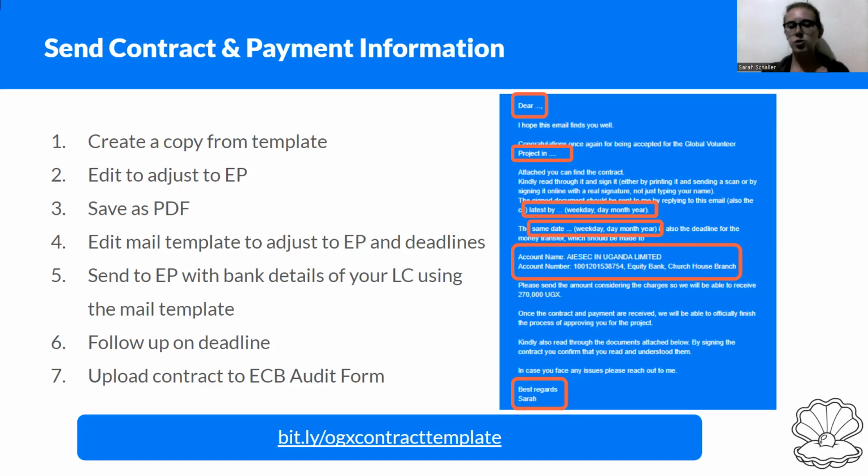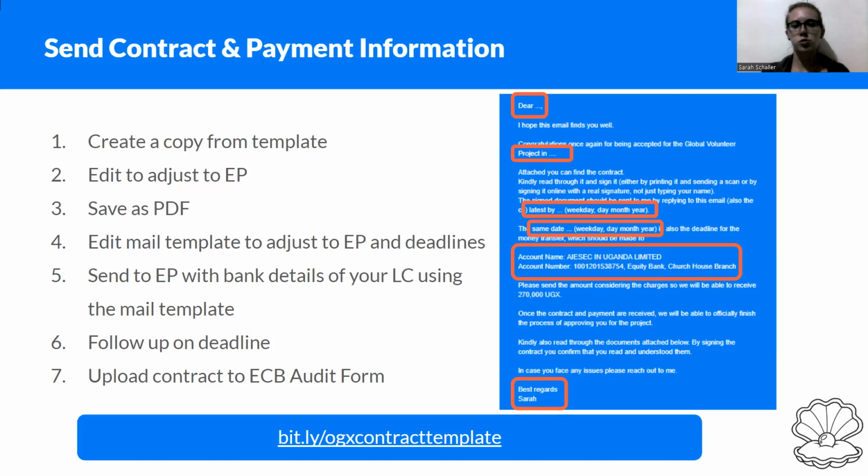You change the name in the beginning, which project they do, until when they have to pay, until when they have to send the contract, and then you change your bank account details. What is written here right now is the MC contacts, the MC account, but you will tell them to send it to your LC account. So please ask your VP-Fin or your LCP for the contacts. And then, of course, best regards, and then you write your name. This one you send to the EP with the bank details of your LC, as we said right now.